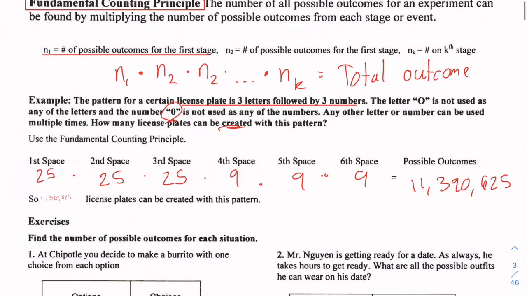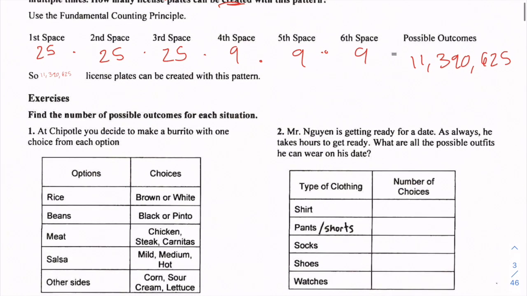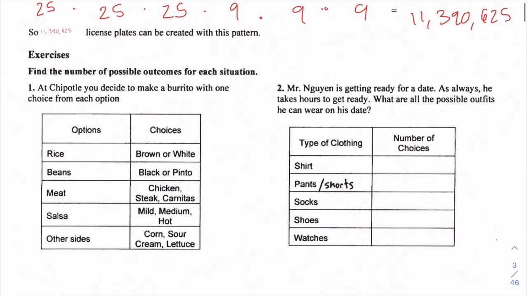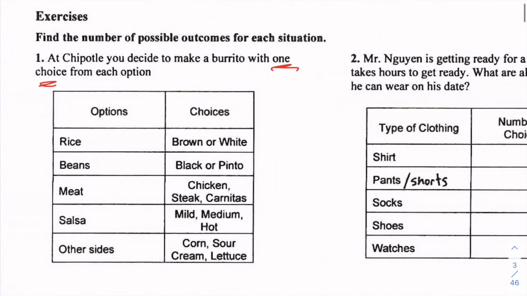Cool. All right. So we're going to talk about 2 examples here. We'll do 1 and 2 together, and then you can do 3. So at Chipotle, you decide to make a burrito with 1 choice from each option. Here's the key: 1 choice. It's like one of those ghetto Chipotles, so you can't do half and half. You can't do white and brown rice. You can only pick 1.